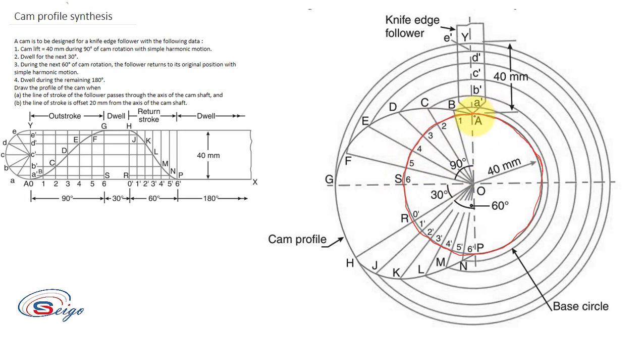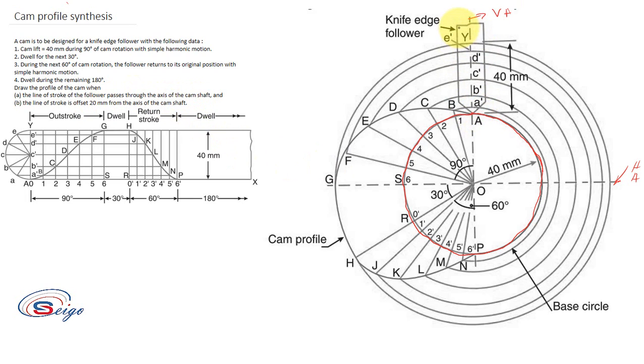After that, mark a point A. Then draw the horizontal and vertical axis. So this is your horizontal axis, and this is your vertical axis. You can see that the line of stroke of the follower passes through the axis of the camshaft.